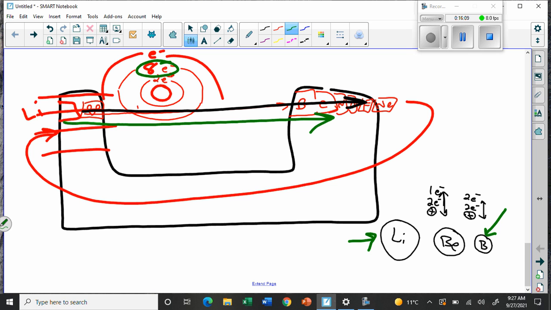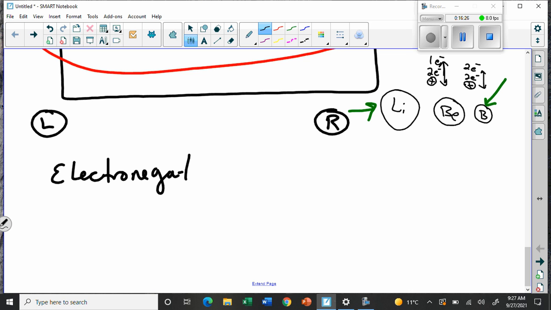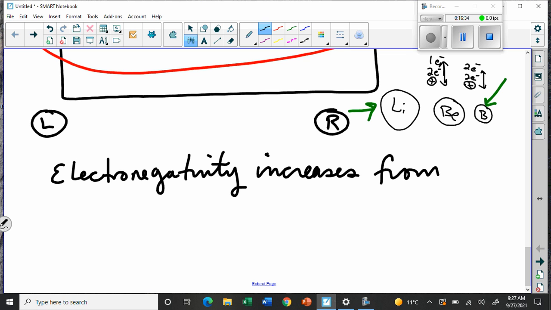So that means we have another little sort of rule or trend on the table. As you go from the left-hand side over here to the right-hand side across the table, electronegativity increases. Electronegativity increases from left to right across the table.